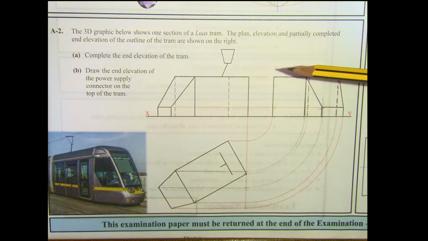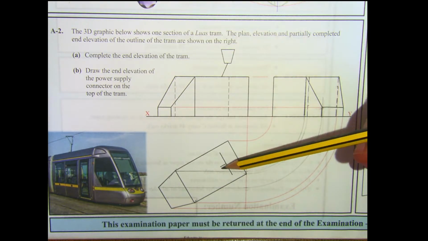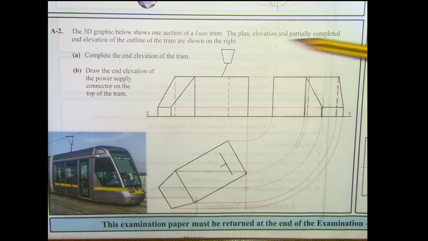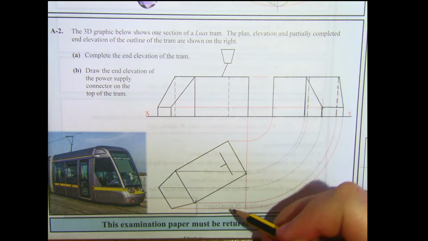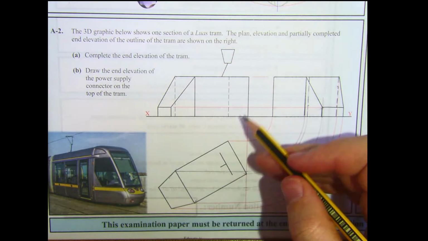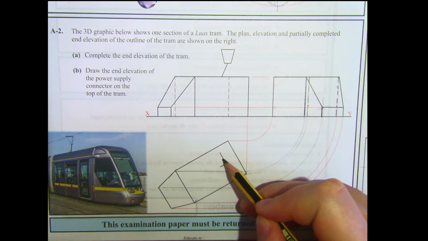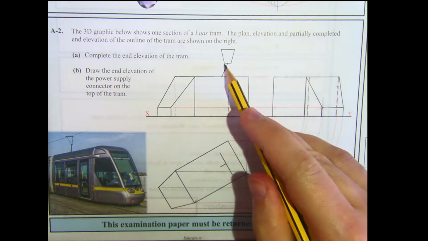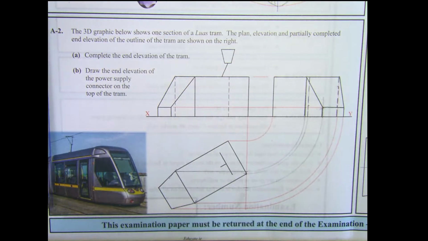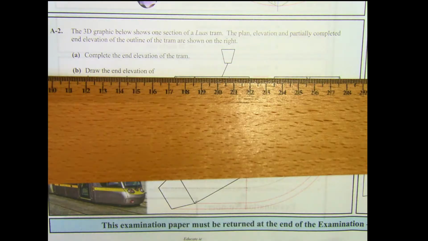The next part of it is to draw the end elevation, so the end view of the power supply piece up on top. So we're going to take each of our heights across because the heights are going to stay the same. Now we're going to need to locate the different widths down here in plan. Now there are very faint marks here, which are the marks for the bottom parts of that. So first we're going to take all the heights across.